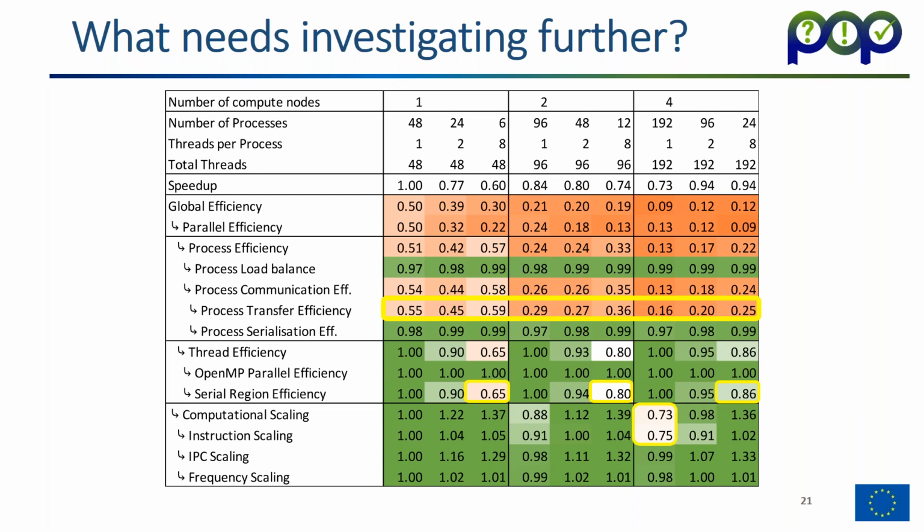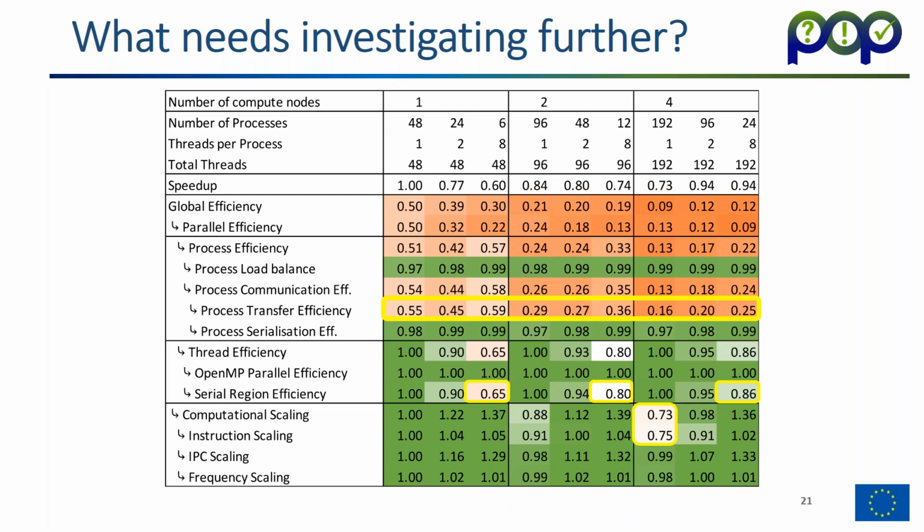We see immediately that the main problem with this code is process transfer efficiency. It's spending far too much time inside MPI data transfer. But there's some additional problems as well. If you look at thread efficiency, we can see that on 8 threads per process, the serial region efficiency is low, particularly for the one compute node case, which means there's too much execution outside OpenMP.